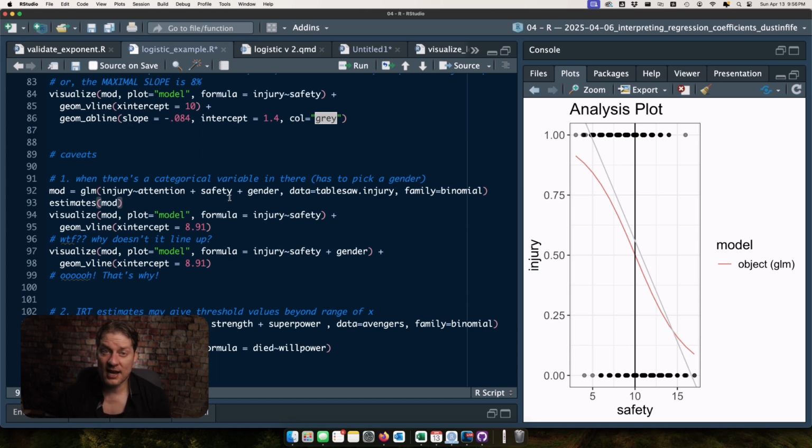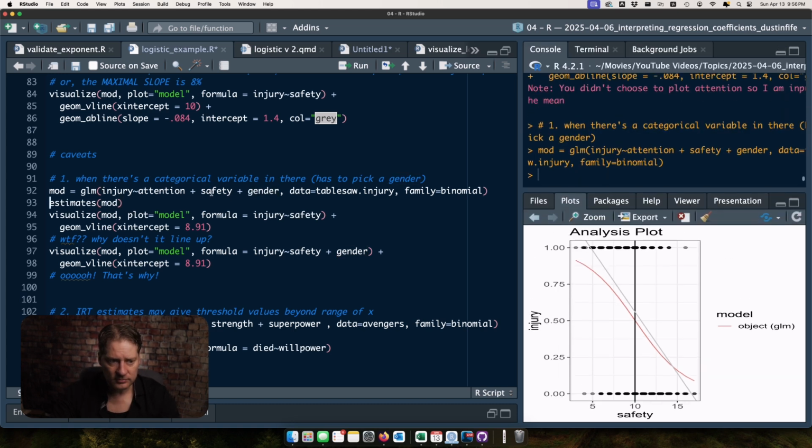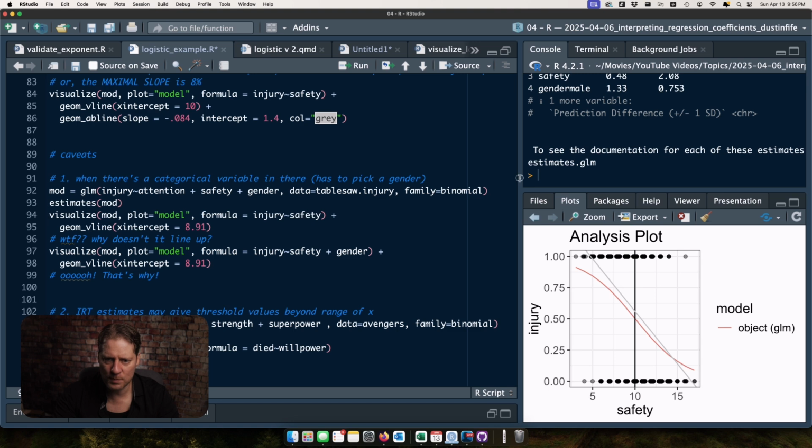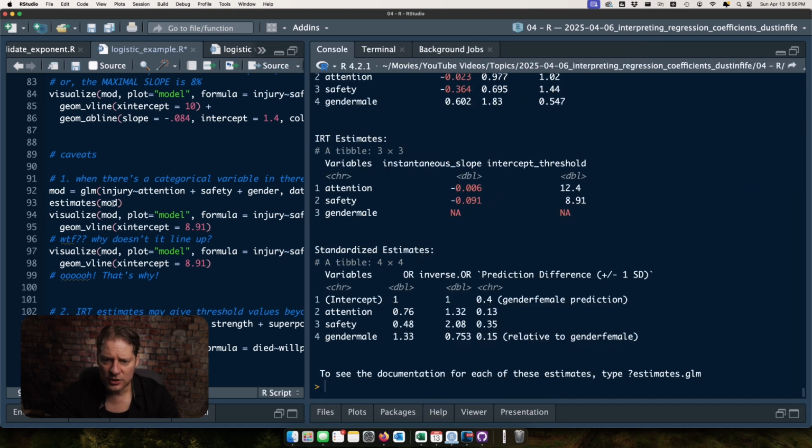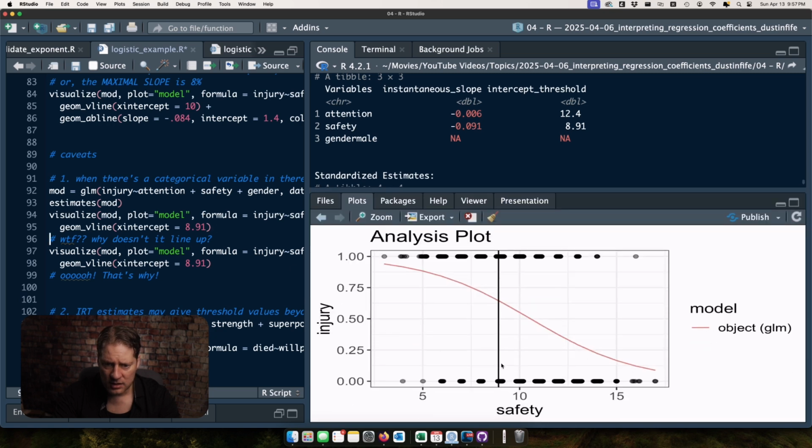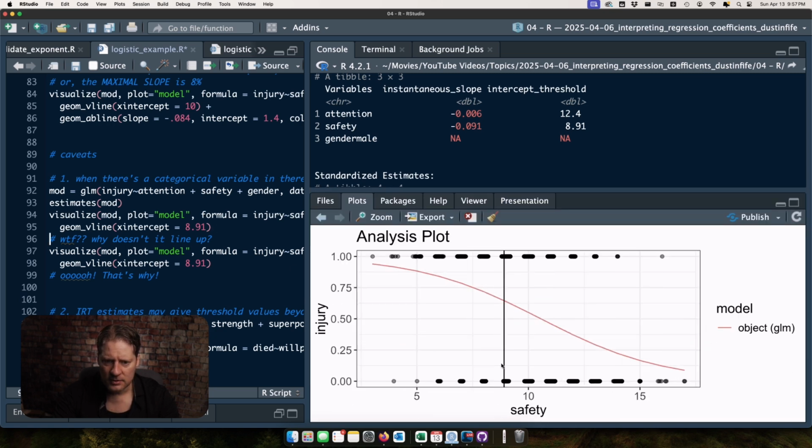Let me give some caveats though. One is that if you have a categorical variable, things might not match up. Let me show you what I mean. I'm going to add gender as a predictor and then look at the estimates and do basically what I did before. I'm going to find 8.91 for the threshold. And if I were to plot that and put an x-intercept at 8.91, they wouldn't line up.